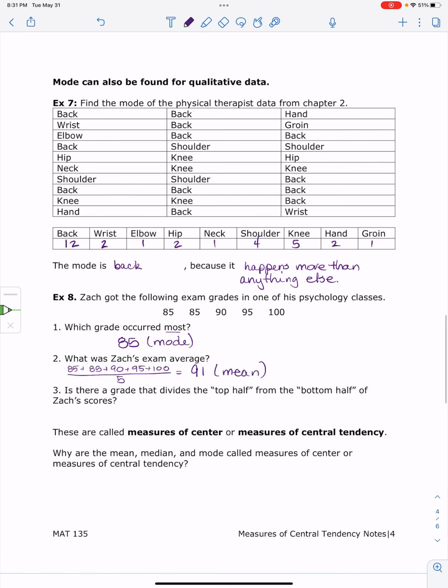Part 3 asks for the grade that divides the top half from the bottom half. So we want the middle. Again, we want the top half and the bottom half to be the same size. Here's the number that divides those in half. So 90 here is our median.